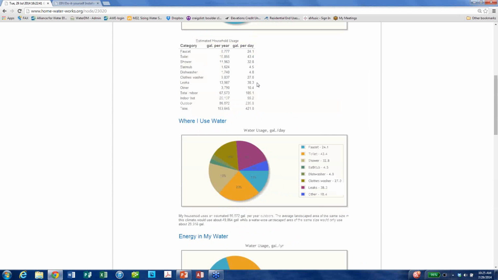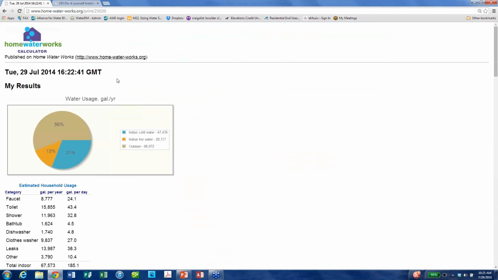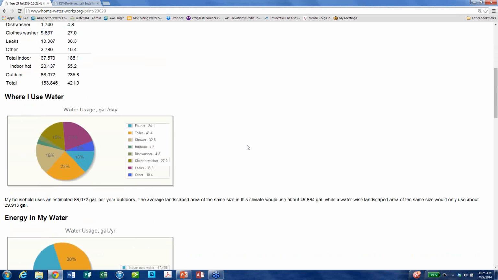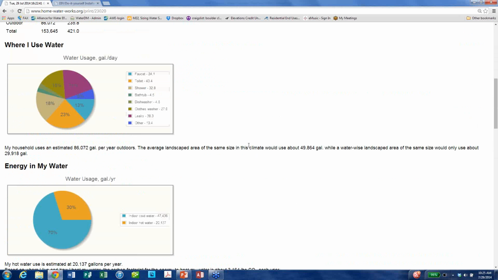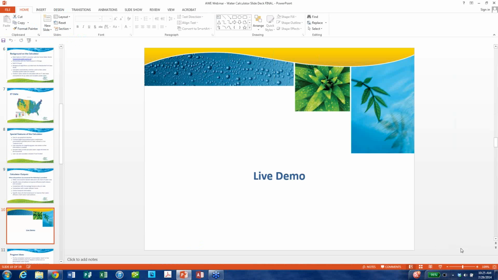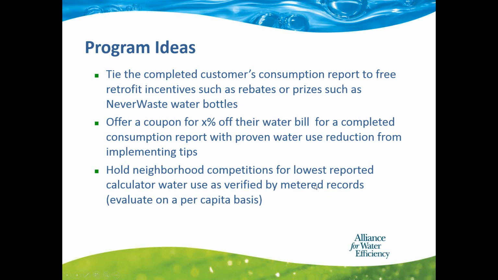So if I were to click up here on the printer-friendly version, then that would take me to another page, and then this is all set up to automatically print right to the screen. So that is a quick run-through of the live demo of the water calculator. I'm going to switch back now to the presentation, and we can jump back to the live demo later if people have questions about what happened.